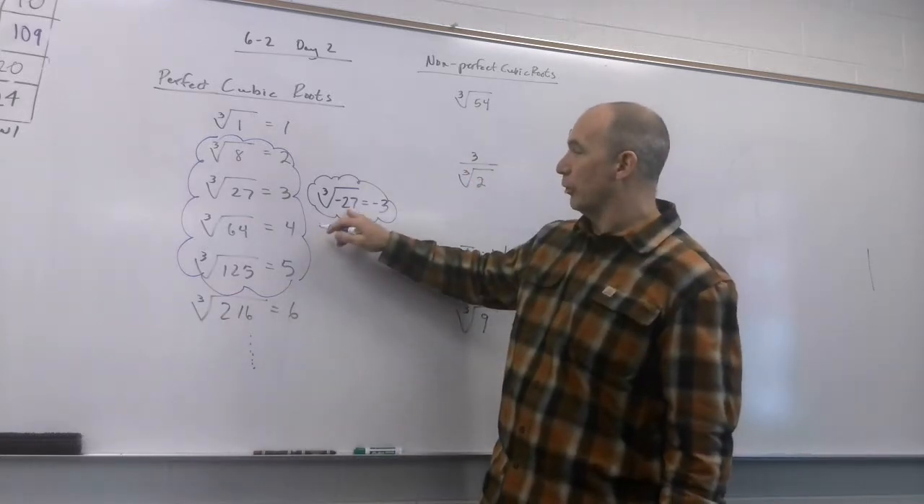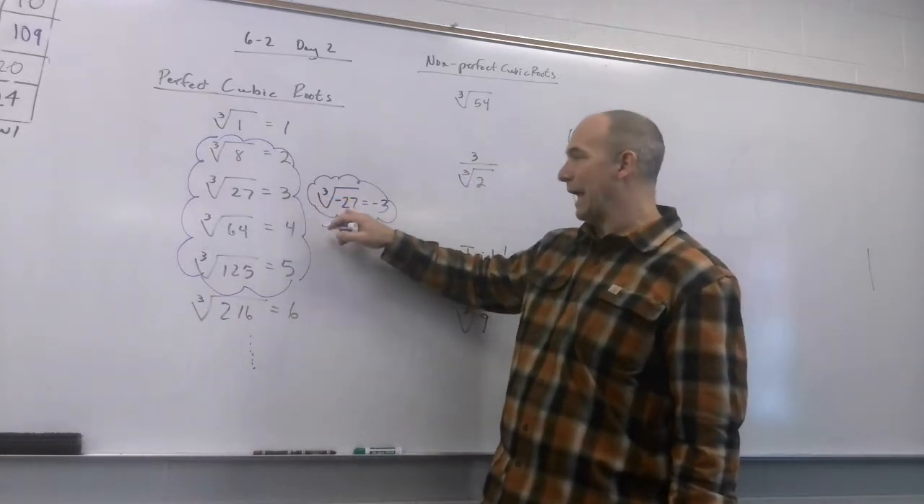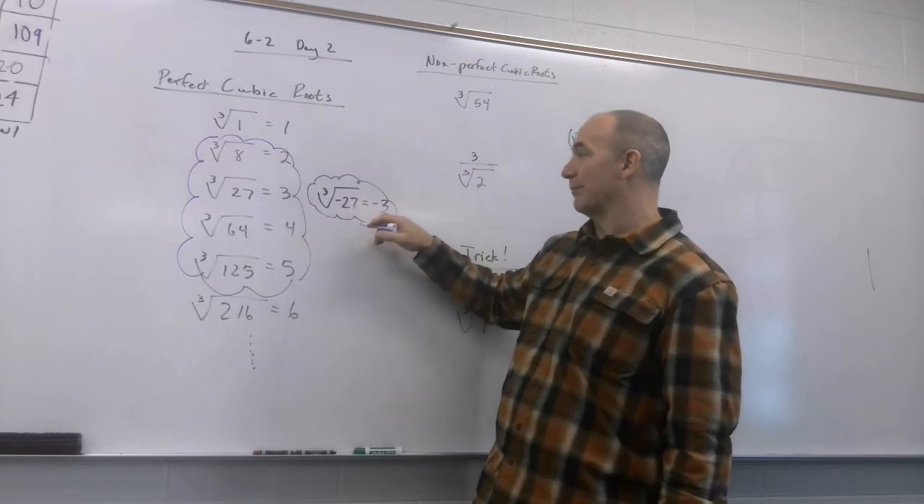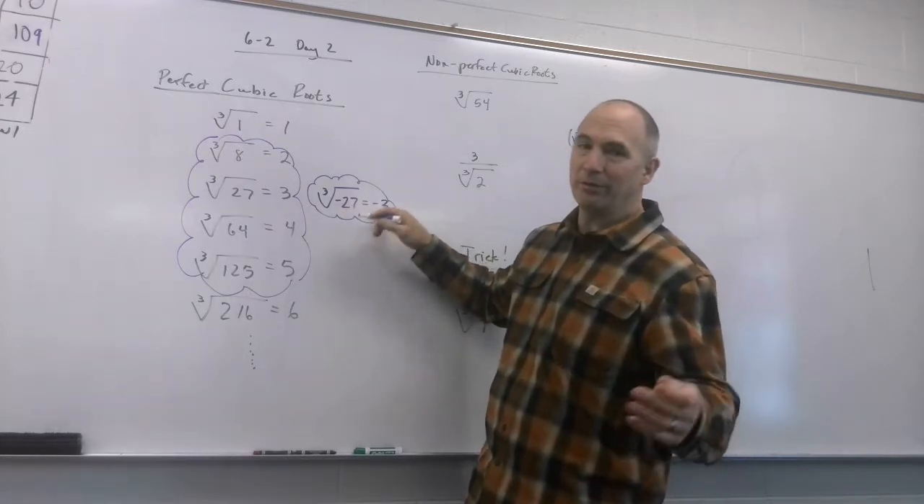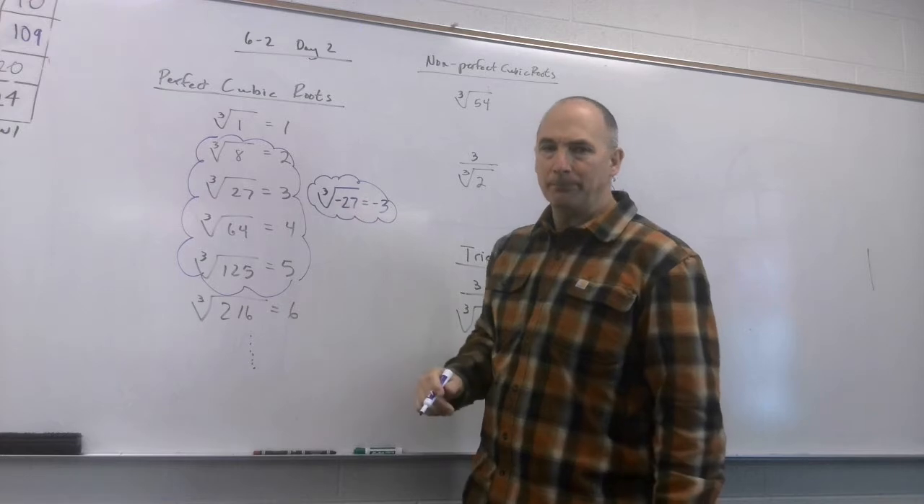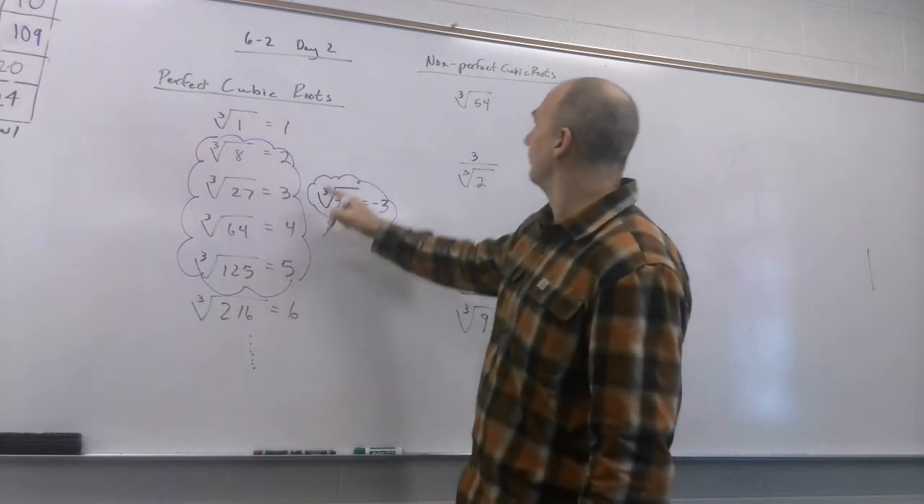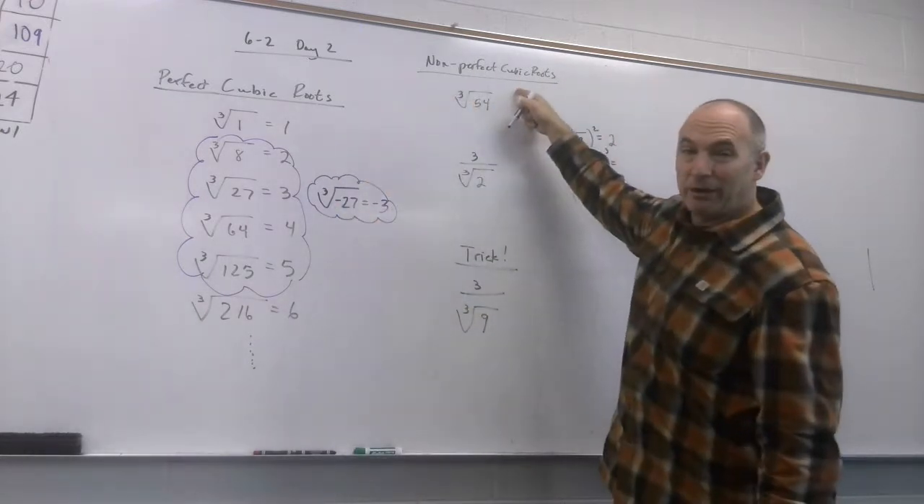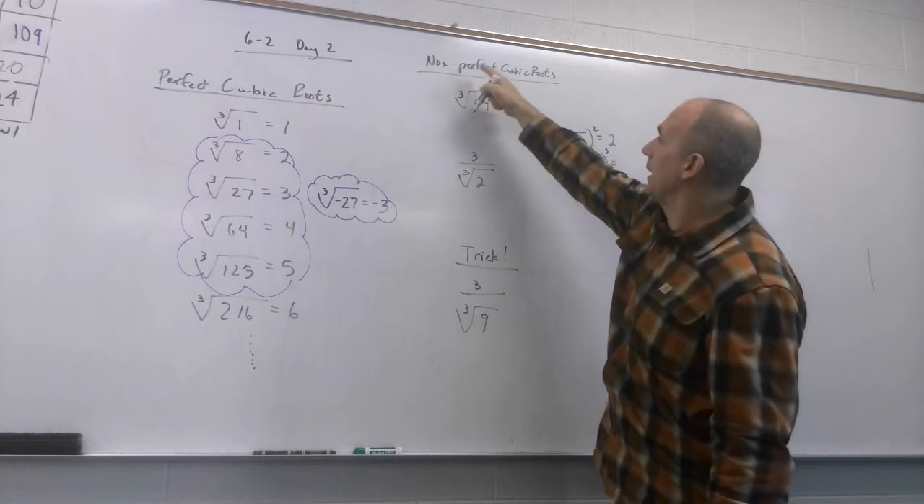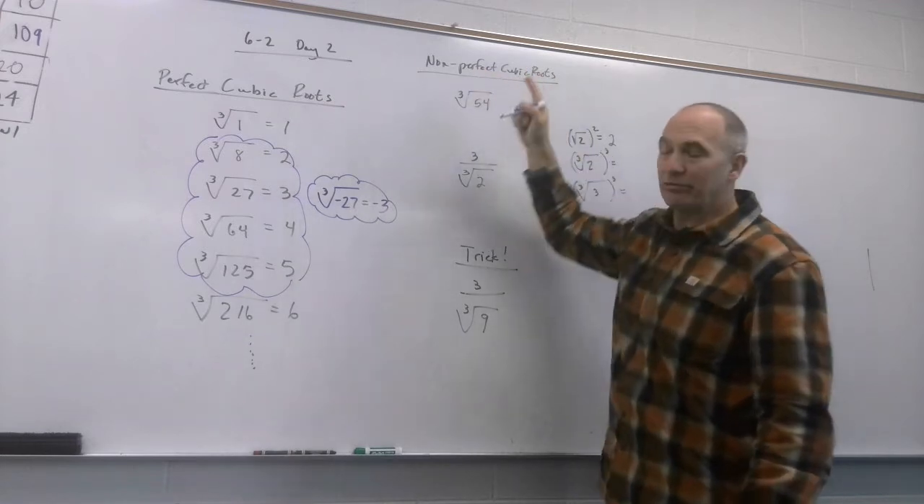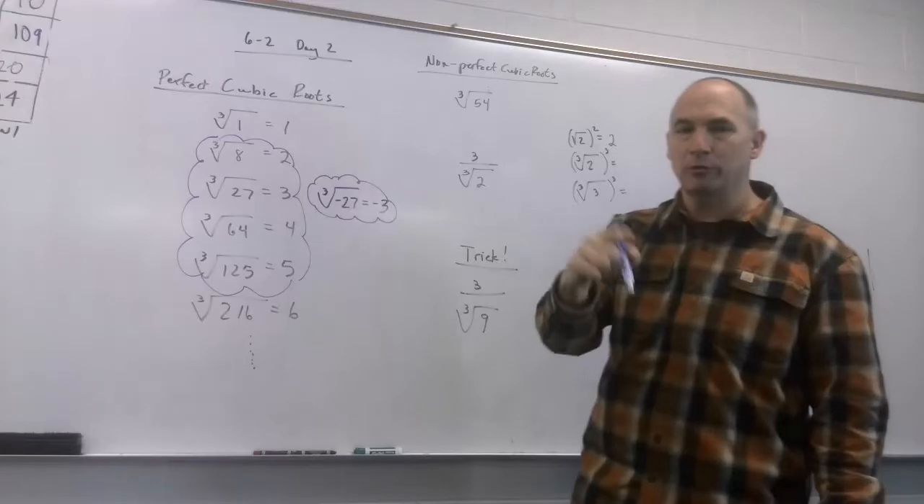Just a quick reminder, it's okay to have the cubic root of a negative 27 because negative 3 times itself 3 times is negative 27. There's a little warm-up. Okay, now with that being said, the real focal point of our lesson today is what do we do with non-perfect cubic roots? Well, it's very similar to what we did with non-perfect square roots.